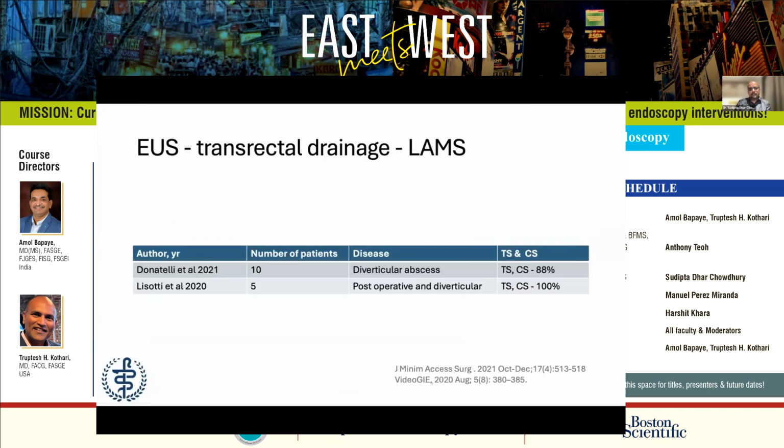So there's not much data on the transrectal drainage of pelvic collections, except for these two, which I could get. One was a 10-patient case series of 2021 in diverticular disease, which showed the technical success and clinical success was 88%. And this is in 5 patients of post-operative and diverticular disease. Technical and clinical success was 100%.